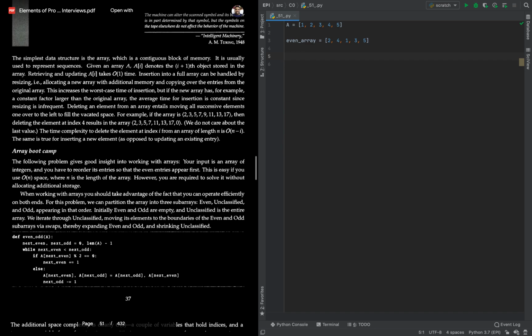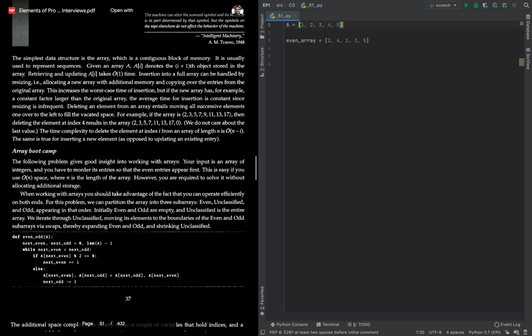Right. So if you were to use extra arrays, that's pretty straightforward. That's literally what I have over here. But if you were to do it in place, meaning your space complexity would be big O of 1 because there's no extra space, then it would be a little harder, right?